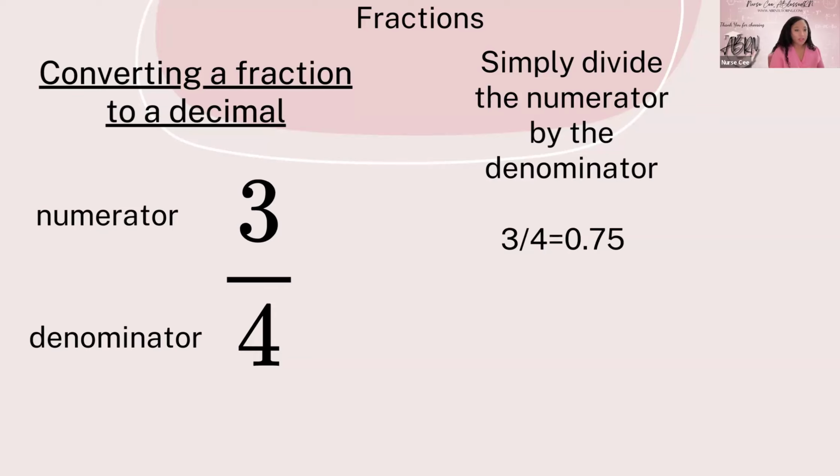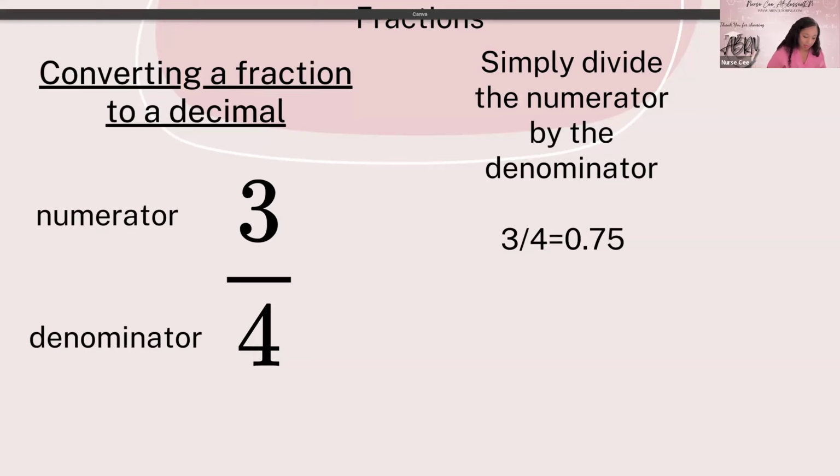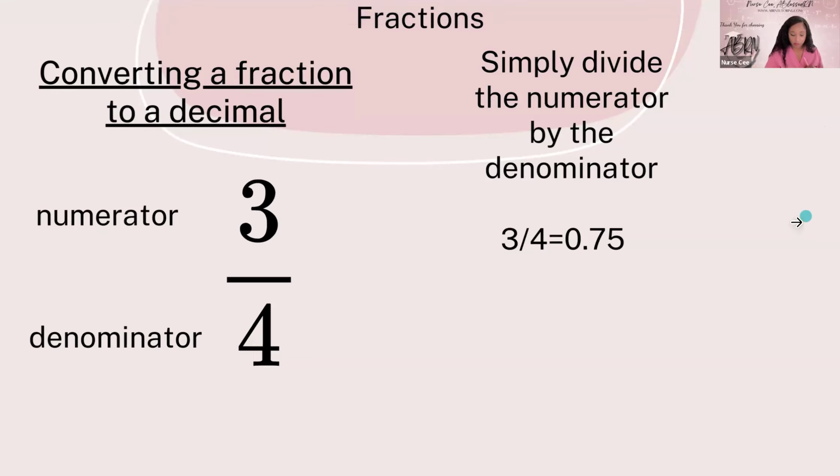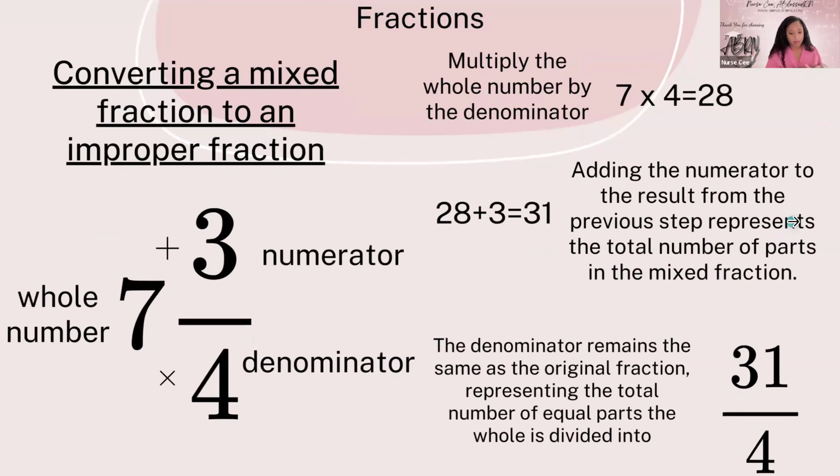So in order to convert a fraction to a decimal, all we're going to do is divide the top by the bottom, the numerator by the denominator. So in this case, all you would have to do would be divide 3 by 4, and you would enter it into your calculator, and you would get 0.75, okay? Simple. But sometimes we all need a kind of refresher, okay?